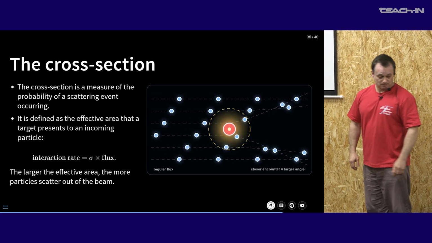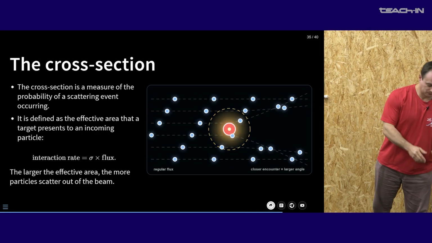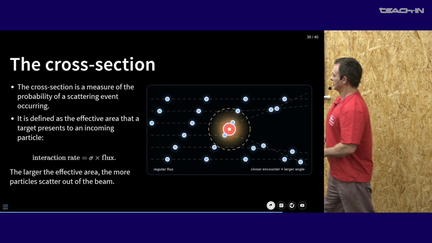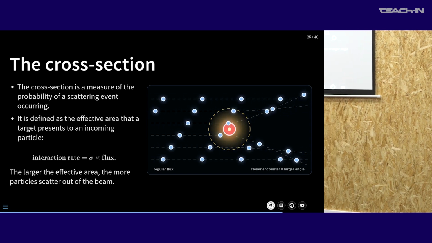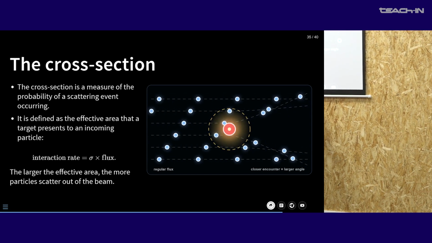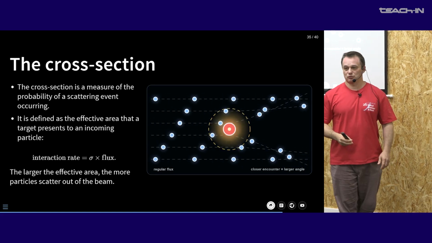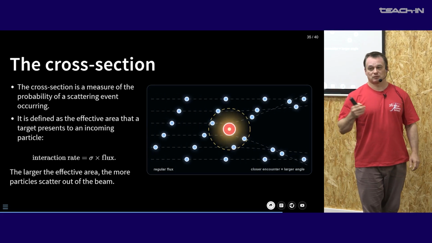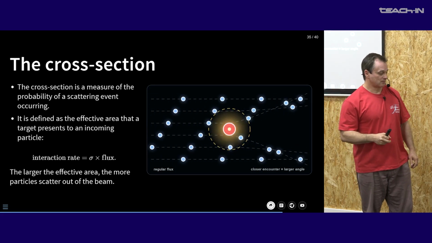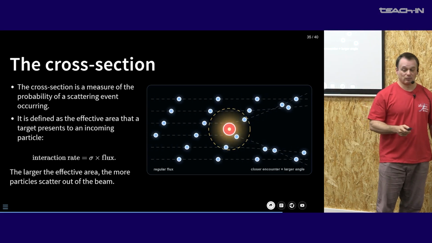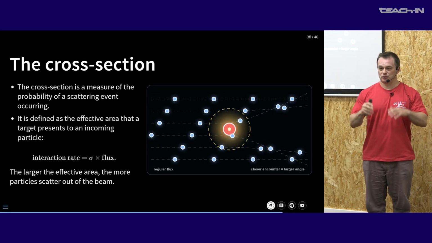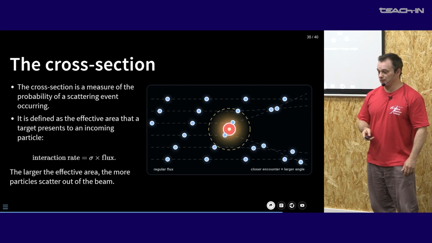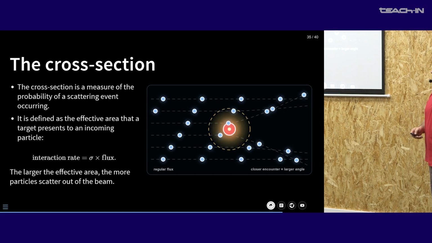So the interaction rate, which is the number of interactions in a second, is just given by the cross-section, which is independent of the flux, multiplied by the flux. So if you have 1,000 times more particles in your flux, you have 1,000 times more interactions. This is why we are introducing this dimensionful probability.